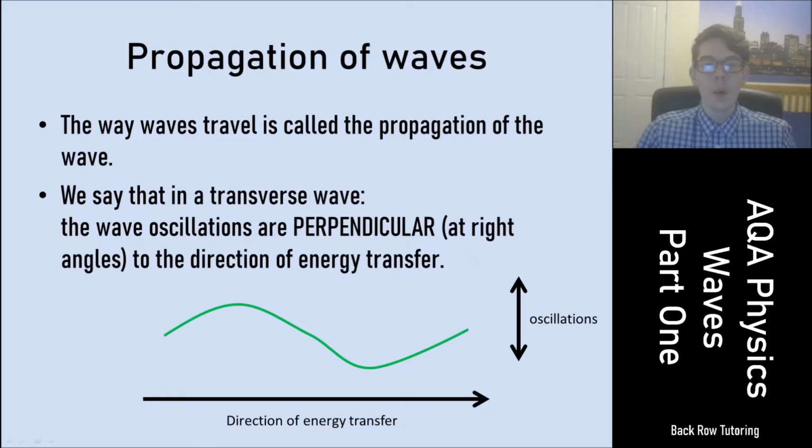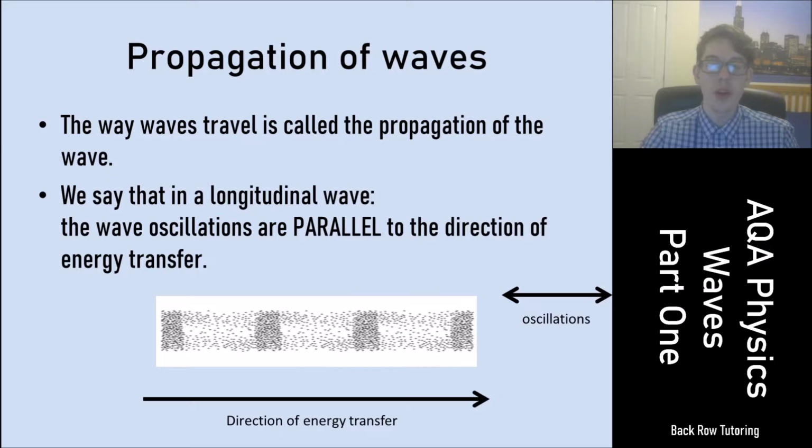The way waves travel is called the propagation of the wave. We say that in a transverse wave, the wave oscillations are perpendicular or at right angles to the direction of energy transfer. We say that in a longitudinal wave, the wave oscillations are parallel to the direction of energy transfer.